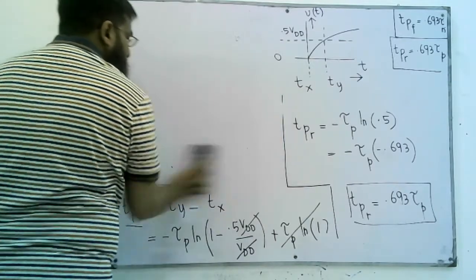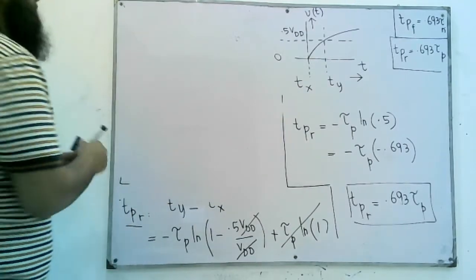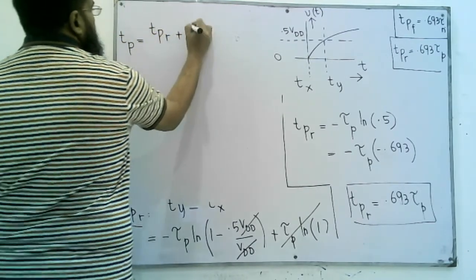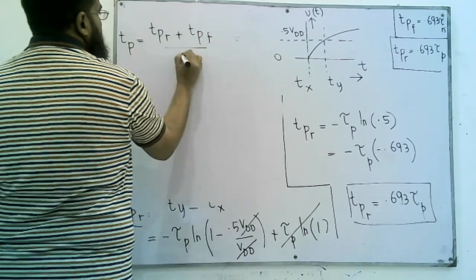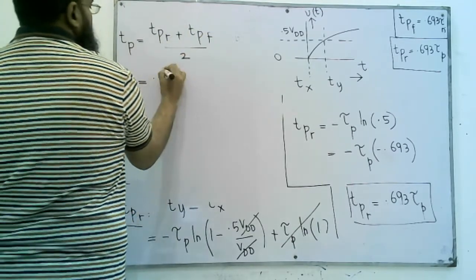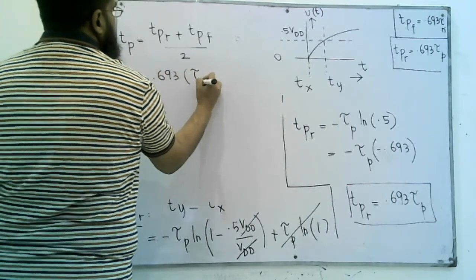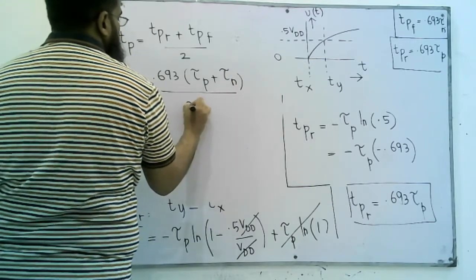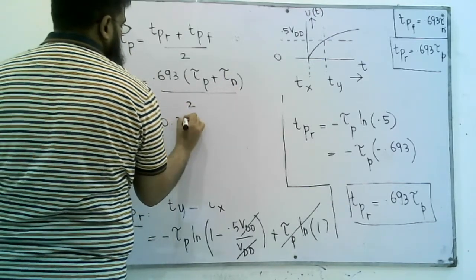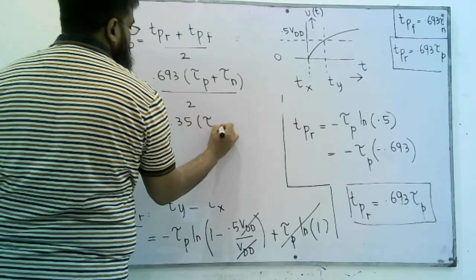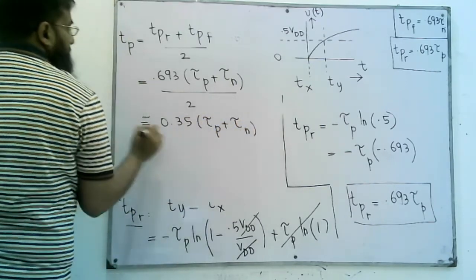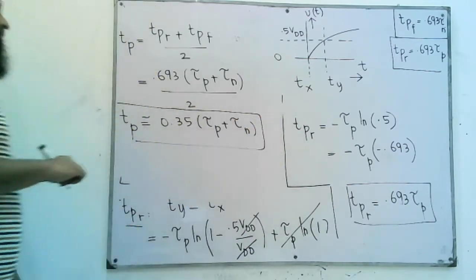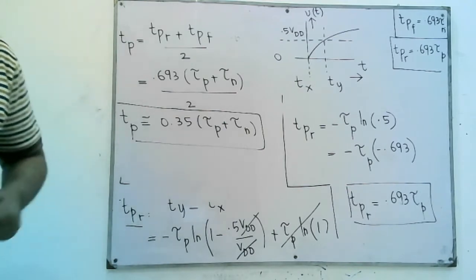Now we are ready to compute the propagation delay TP. We know TP is TPR plus TPF over 2. Taking 0.693 as common, this is 0.693 times tau p plus tau n over 2, which is approximately 0.35 times tau p plus tau n. It's an expression for the propagation delay.